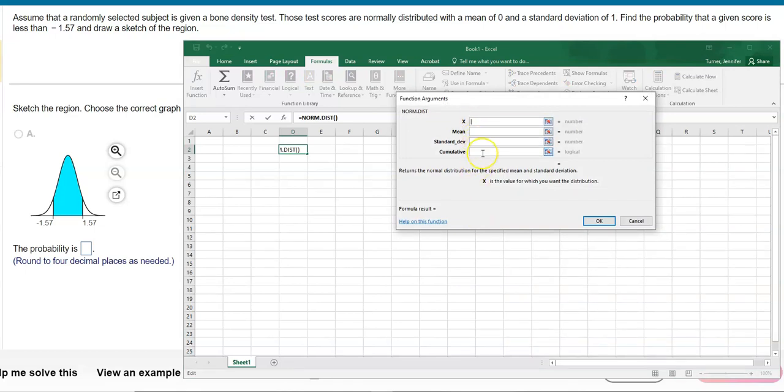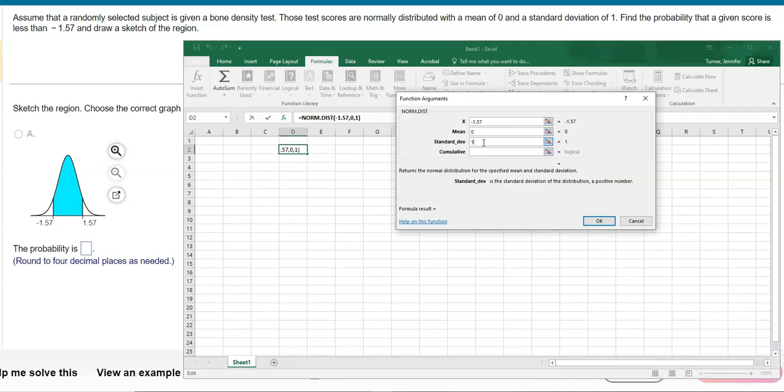So they're asking us for a few different things here. The first thing they ask us for is an x value. So that means the data value that we're trying to use as like a marker on our graph. So in this case, the data value was negative 1.57. That was the value of interest to us in this particular question. Then we need to know the mean. In this question, the mean was 0. Then we need the standard deviation. In this case, the standard deviation was 1.